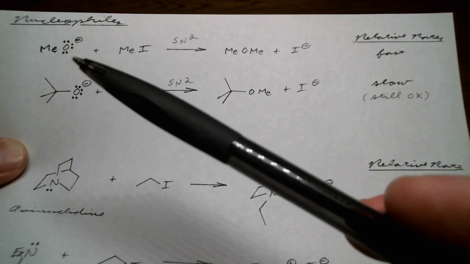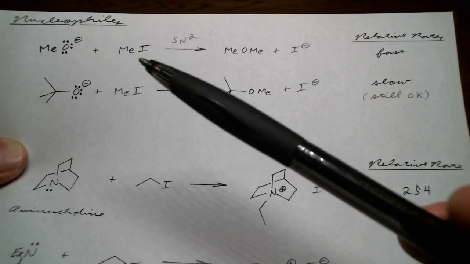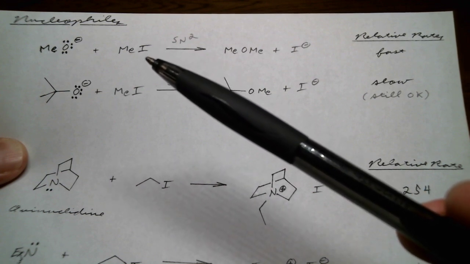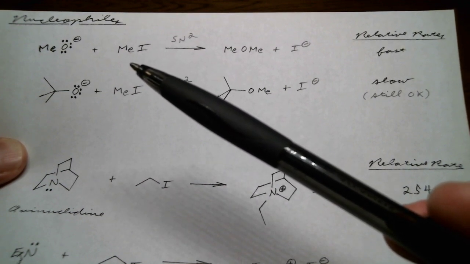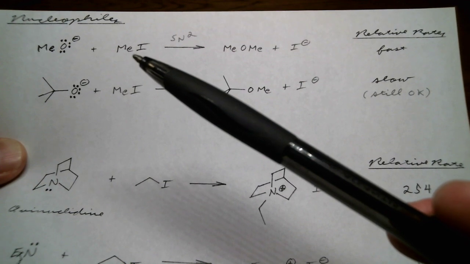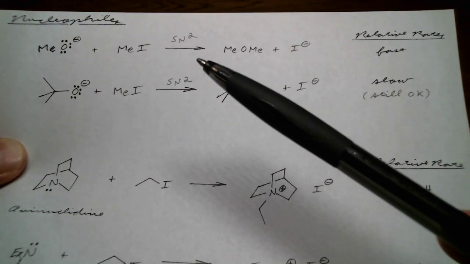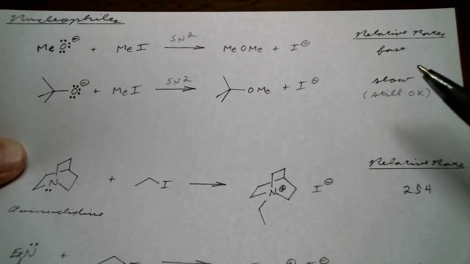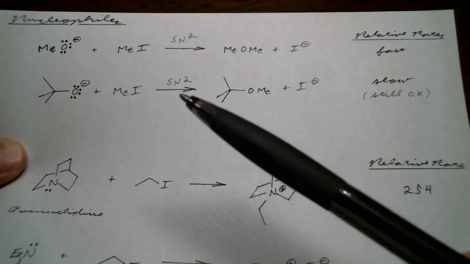So here we have methoxide, and we've thrown in methyl iodide. We have a good leaving group in iodide, and we have the least sterically hindered methyl carbon electrophile. We'll do our SN2 reaction. We get dimethyl ether and iodide. The relative rate is fast.